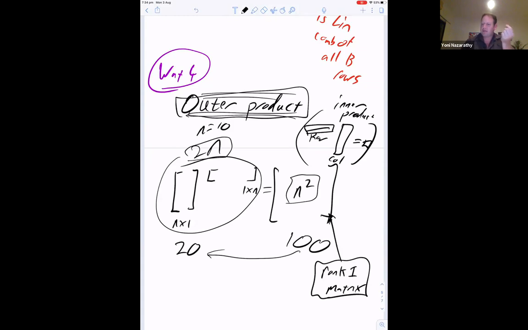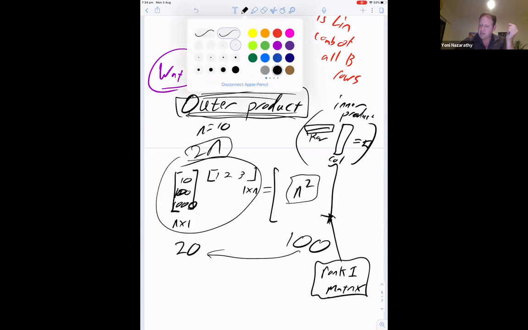It's called a rank one matrix because it has very little information: you can reduce it to one column. If this had the numbers 1, 2, 3, and this had 10, 100, and 1000, what the outer product would do, let me just write the result for you and it'll make sense.